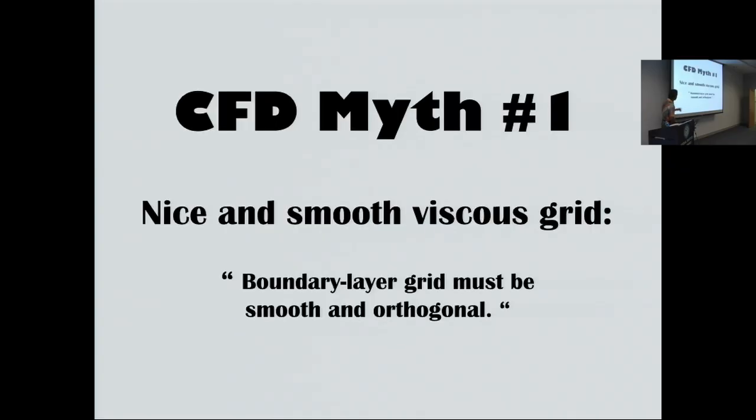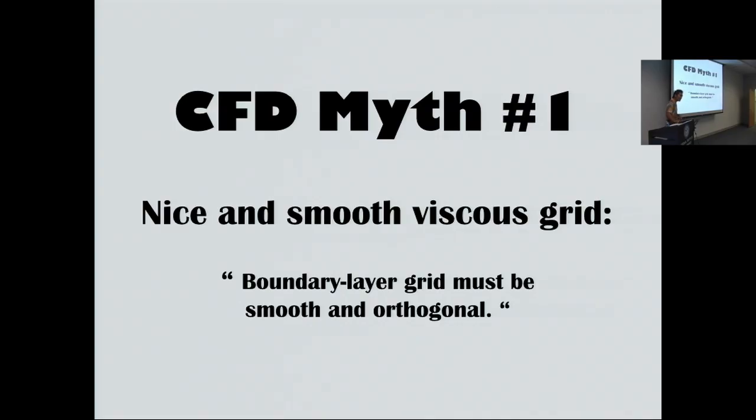And CFD is no exception. There are myths in CFD. Here's myth number 1: the nice and smooth viscous grid. The boundary layer grid must be smooth and orthogonal. Some people believe it, and it makes grid generation very hard for complex geometries, and grid adaptation inside the boundary layer can be very difficult. But there are other people who don't really believe this, and they can use triangles and tets, highly skewed and stretched. So this is a myth.